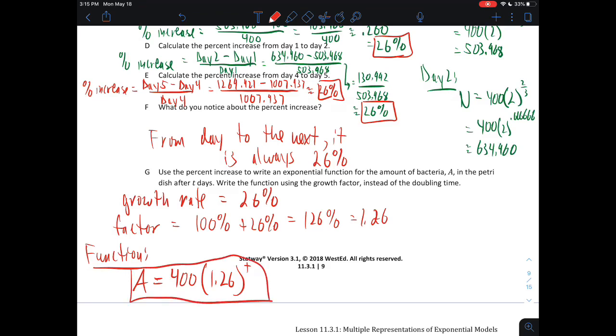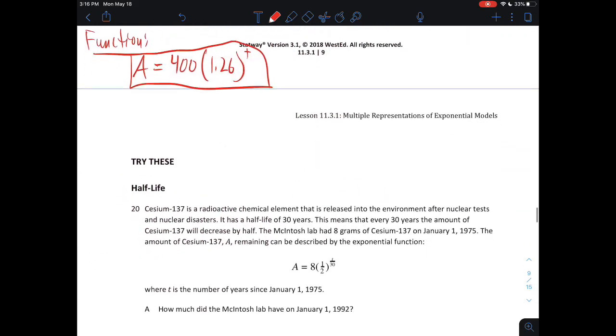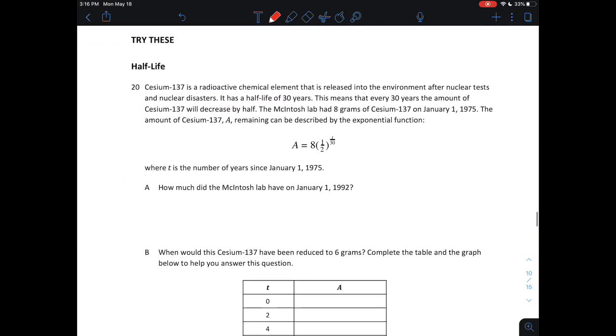So what we've done here is connect this idea of doubling time with what we saw earlier with exponential functions. And now the final concept we'll see with exponential functions, half-life. Number 20, cesium-137 is a radioactive chemical element that is released into the environment after nuclear tests and nuclear disasters. It has a half-life of 30 years.